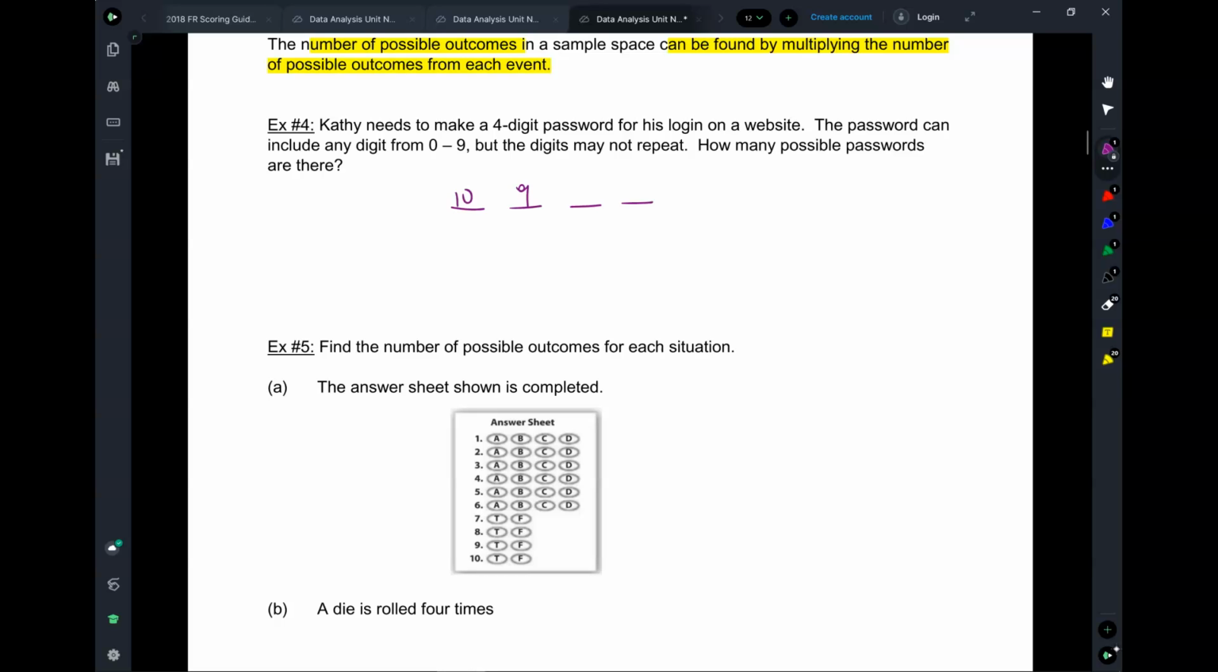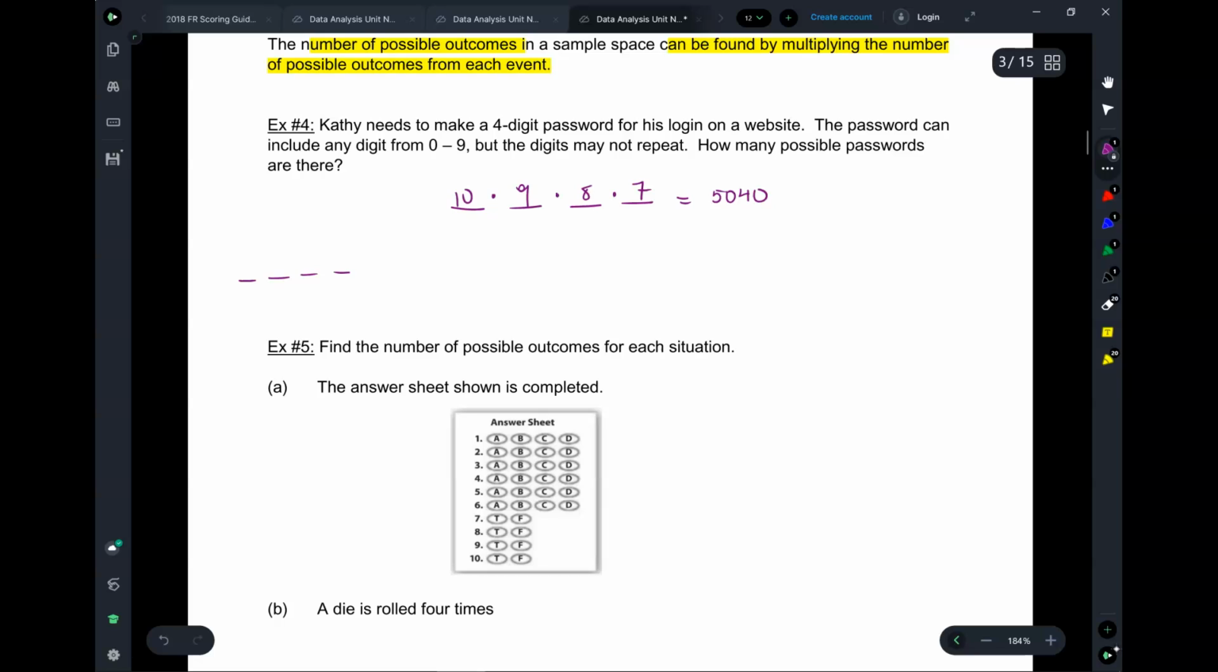Now you chose your second one. Now you have 8 because you can't reuse the other ones. So how many possibilities now? 8, then 7. Okay? So to get the possible ones, you multiply all these. 5,040.